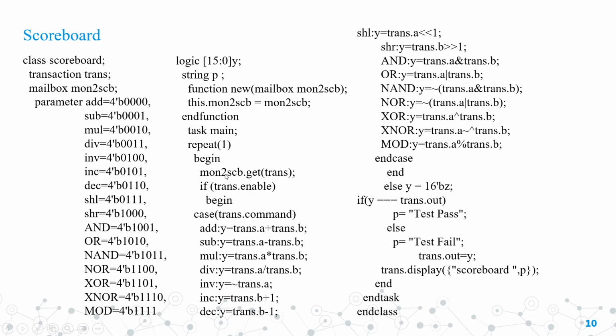As we use the monitor to scoreboard dot get function for getting the details from the monitor, we will compare both the outputs, and if both are the same we will print test pass, or else we will take it as test fail. I am concatenating by using the concatenation operation. I concatenated the scoreboard and the pass or fail string and sent it to the display function in the transaction class so that it will display it as scoreboard, and attached to that it will display pass or fail.